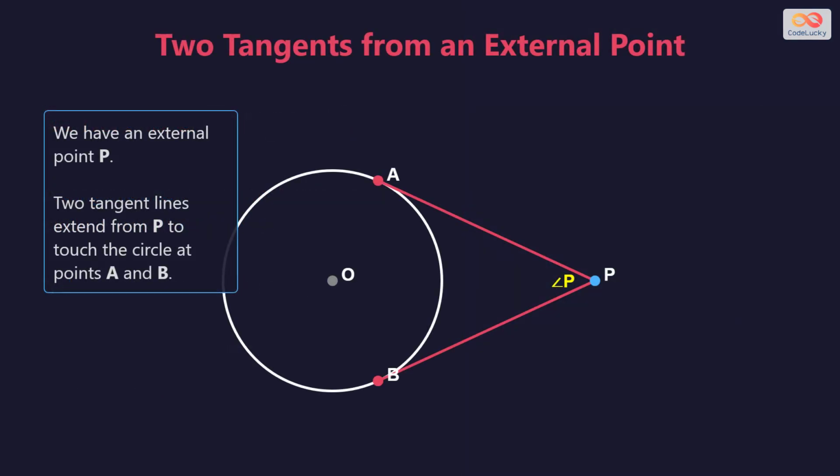Now imagine an external point, P, located outside the circle. From this point, we can draw exactly two tangent lines that touch the circle at points A and B. This creates an angle at point P, outside the circle.